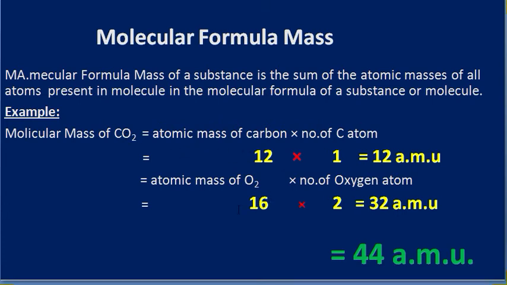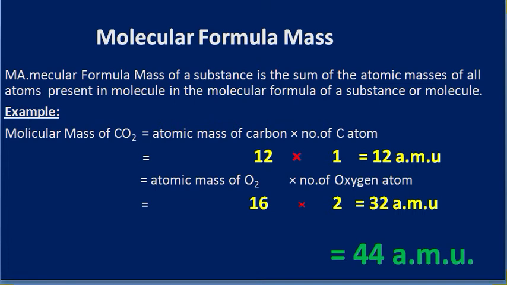So the atomic mass of one oxygen is 16. So multiply by the number of oxygen atoms. How many atoms are present there? 2. So it becomes 32. Now we will add these: 12 plus 32 is equal to 44 atomic mass unit. So this is the molecular mass of carbon dioxide.